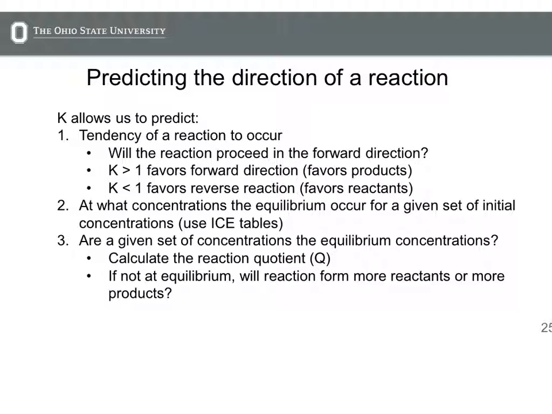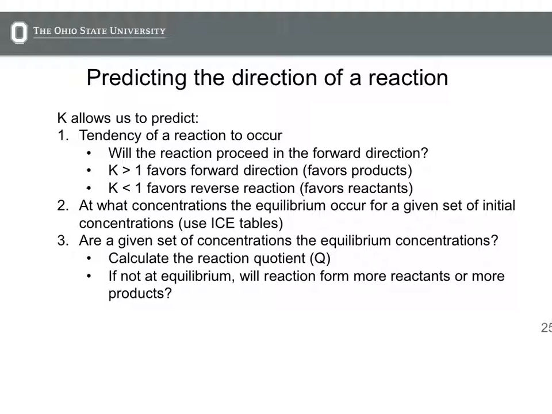Let's think about how we can determine if a reaction is going to go towards the products, or if we have products present, if it's going to go towards the reactants. So K, our equilibrium constant K, allows us to predict the tendency for a reaction to occur. Is the reaction going to happen in the forward direction? If K is greater than 1, it's going to favor the forward direction, favor products. If K is less than 1, it's going to favor the reactants.